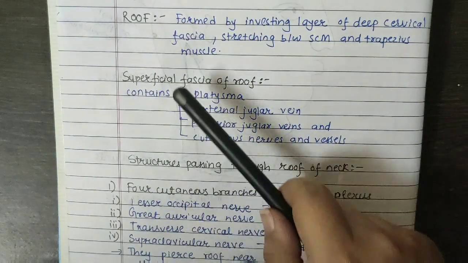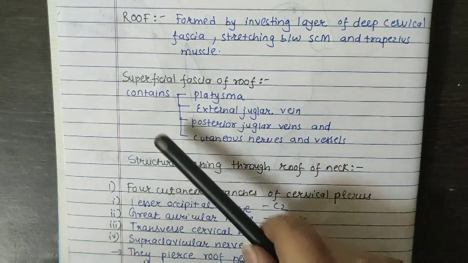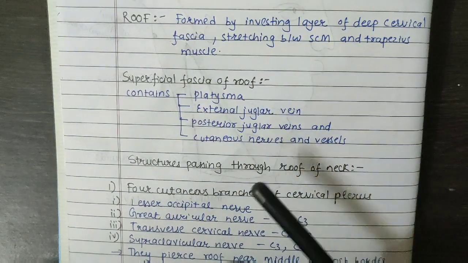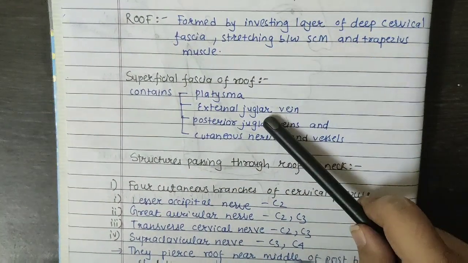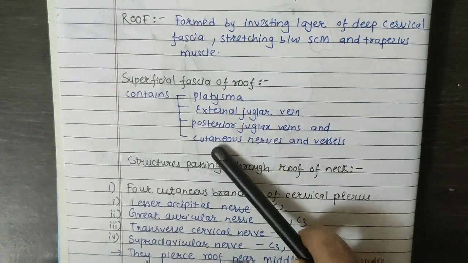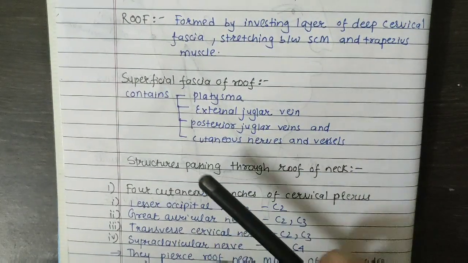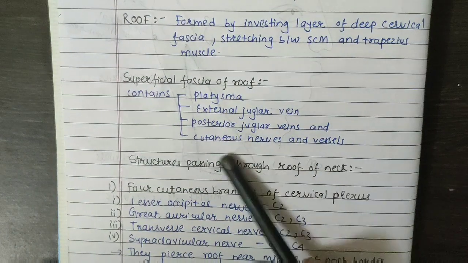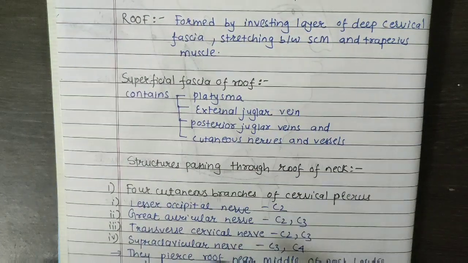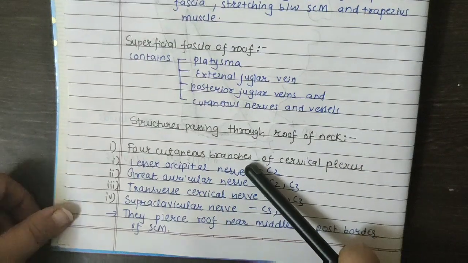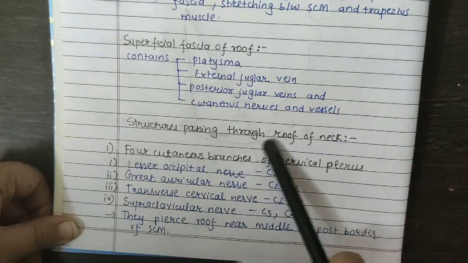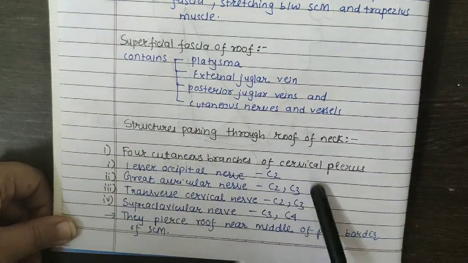Now the superficial fascia of the roof. तो superficial fascia में ये चार चीज़ें हैं: platysma, external jugular vein, posterior jugular vein and the cutaneous nerves and vessels. जहाँ पे भी superficial fascia आएगा वहाँ पे cutaneous nerves और vessels आएंगे. ठीक है. Now कौन से structures हैं जो पास करते हैं रूफ ऑफ नेक में? तो ये हैं structures.